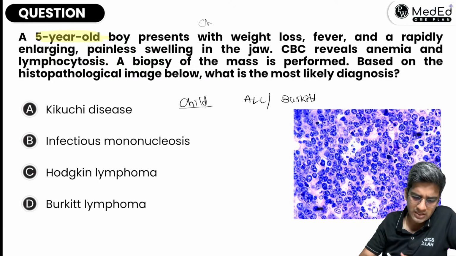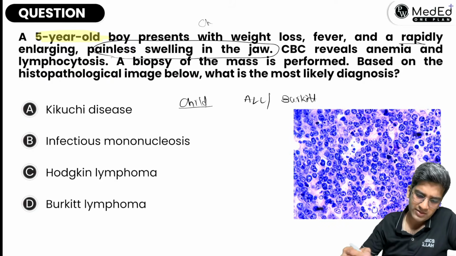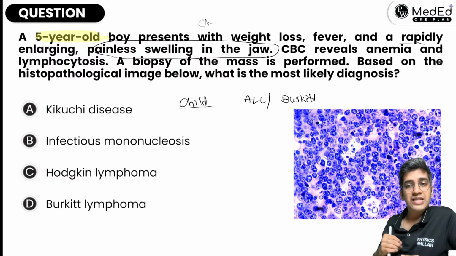Then obviously you have the rapidly enlarging mass, painless swelling in the jaw. Jaw is the most common part of Burkitt's lymphoma. I'm sure you know that as well, right? Then you have anemia is there, everything is there, and the biopsy being performed. This is the classical starry sky appearance.